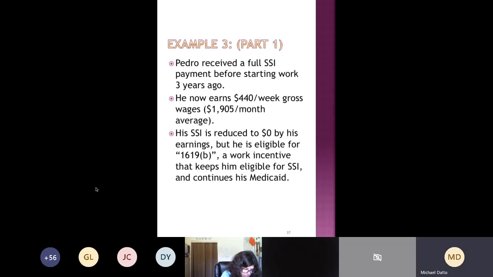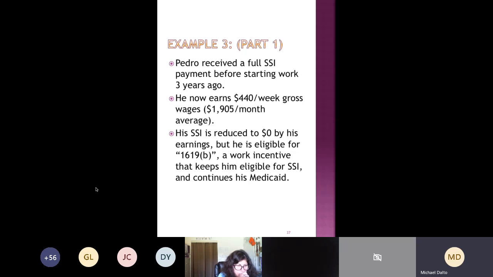Now let's switch to Pedro. Remember, Pedro is becoming unemployed during the COVID-19 emergency, so his situation will be different. So Pedro started out with a full SSI payment before he started work 3 years ago. He's working full-time, or he's been working full-time, earning $440 a week gross wages. That's an average of $1,905 a month gross wages.